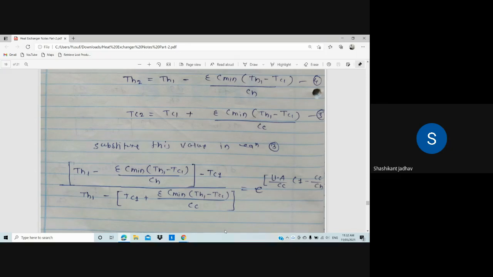Okay, and what is the right hand side of that equation number 3? It is equal to e raised to U into A divided by Cc into bracket 1 minus Cc upon Ch.